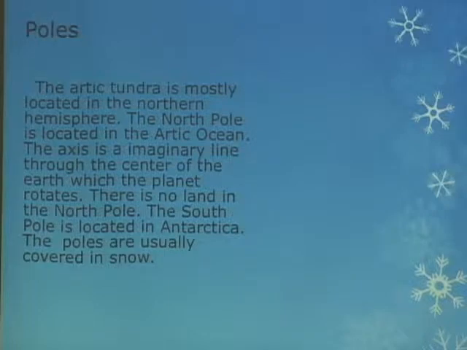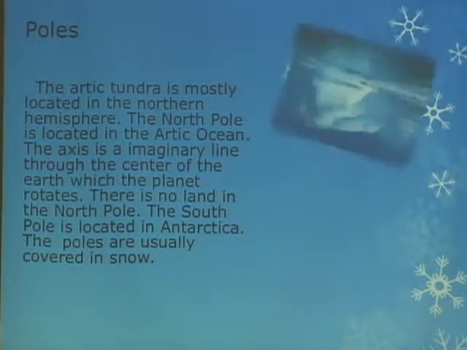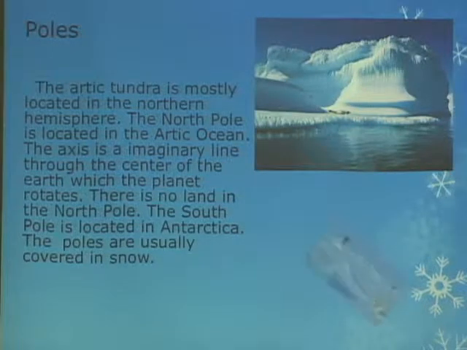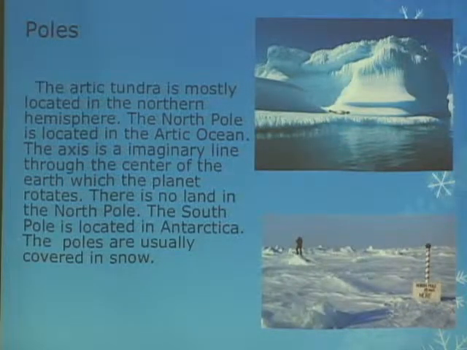Poles. The Arctic tundra is mostly located in the northern hemisphere. The North Pole is located in the Arctic Ocean. The axis is an imaginary line through the center of the Earth, around which the planet rotates. There is no land at the North Pole. The South Pole is located in Antarctica. The poles are usually covered in snow.